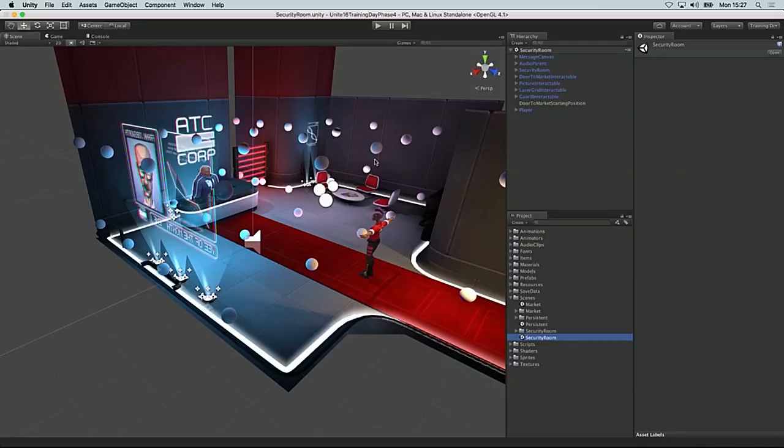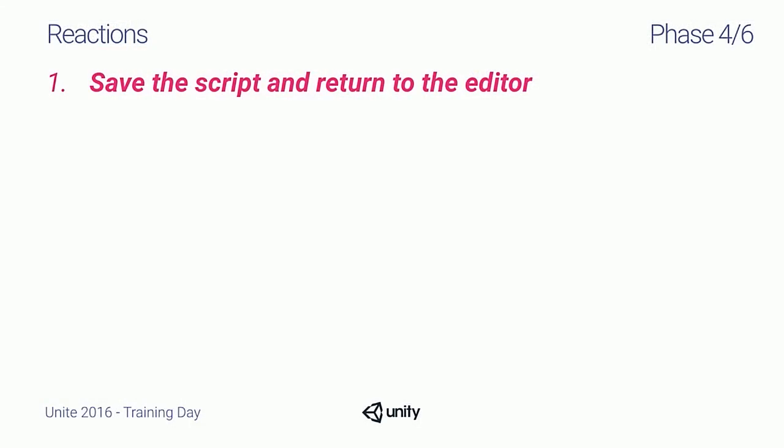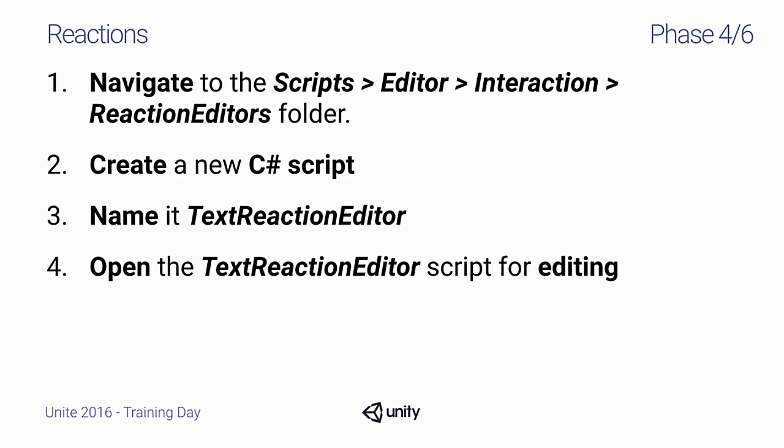Okay, save your script and return to Unity. So we've saved the script and we've returned to Unity. And now we want to create the reaction editor. We want to go to the Scripts Editor Interaction folder, and we want to make the TextReactionEditor. So we've made our text reaction, but we have not yet made the editor for it.